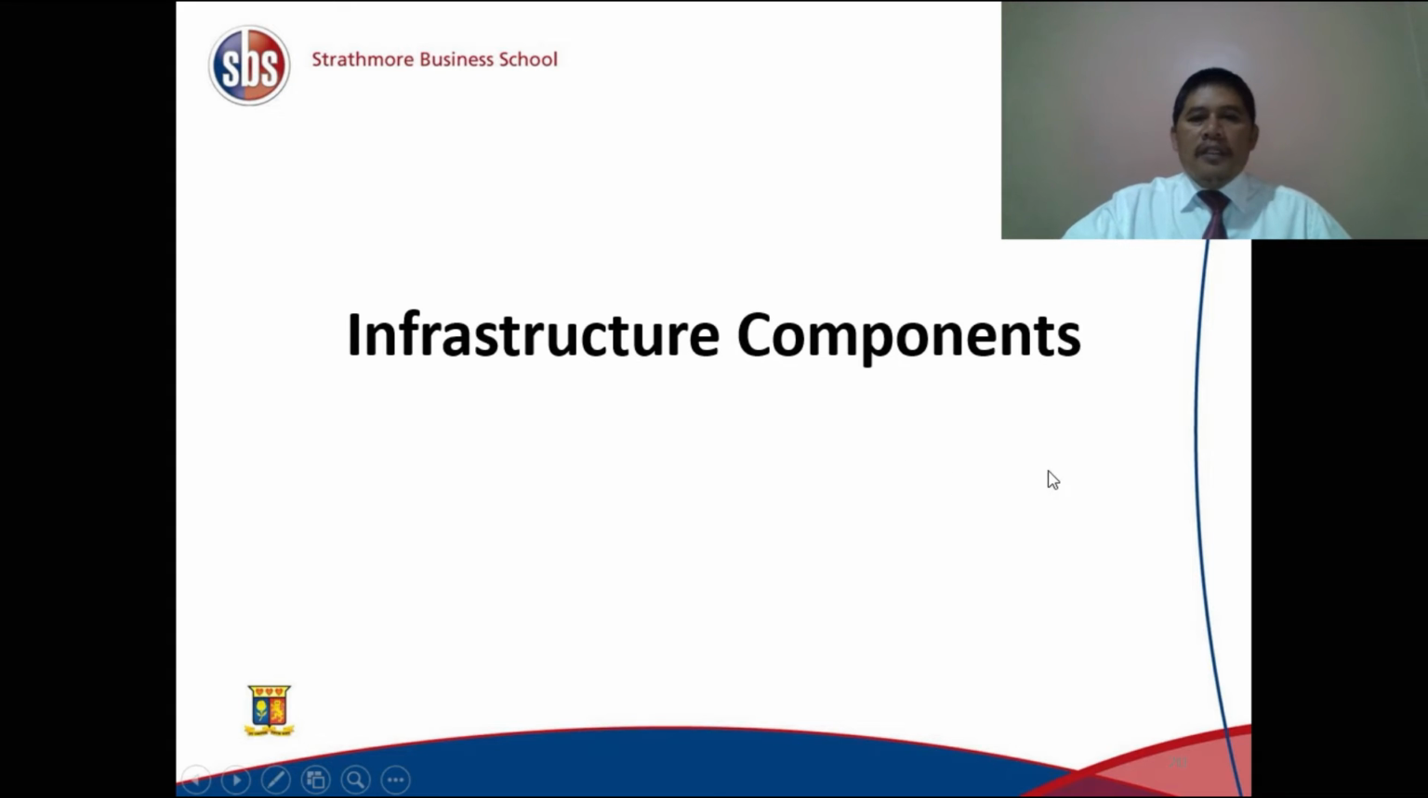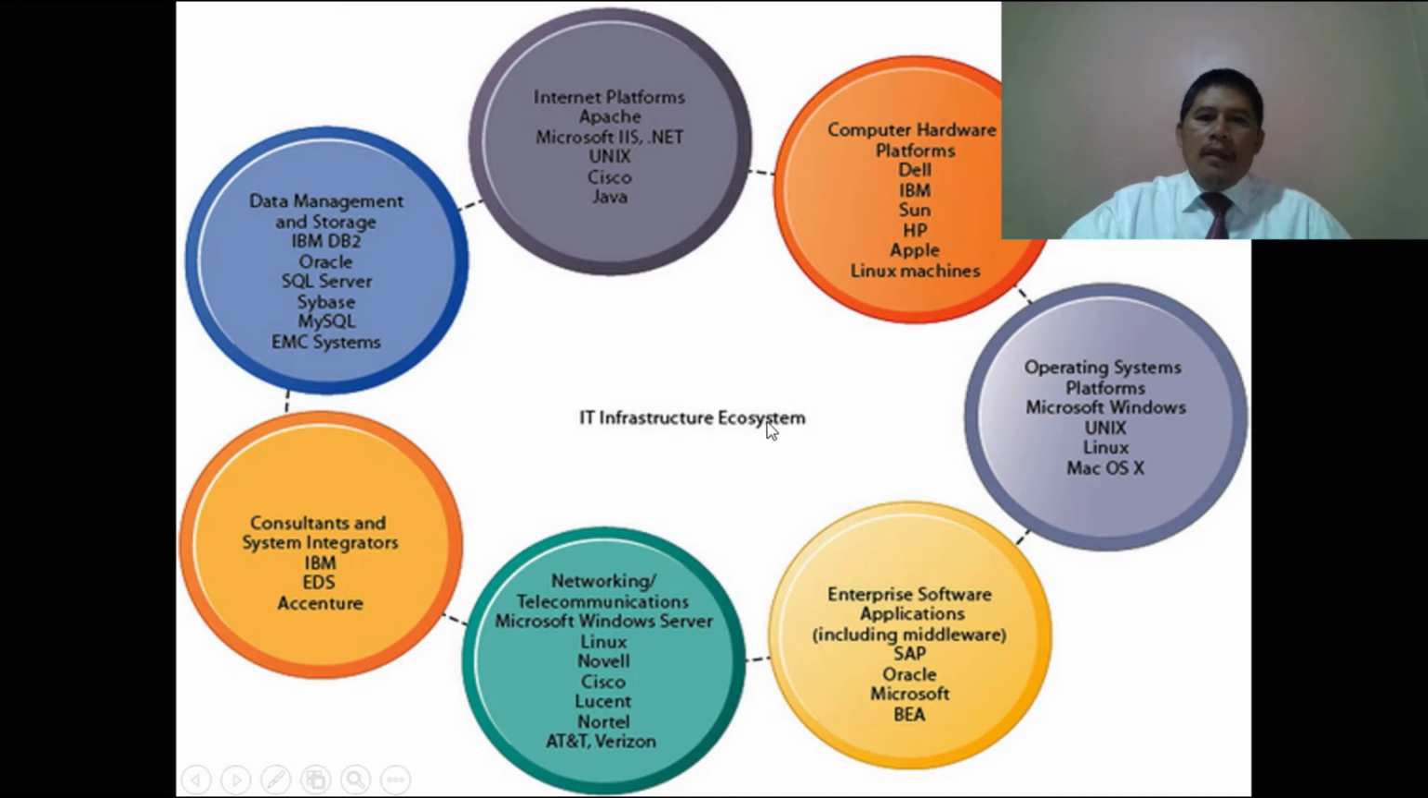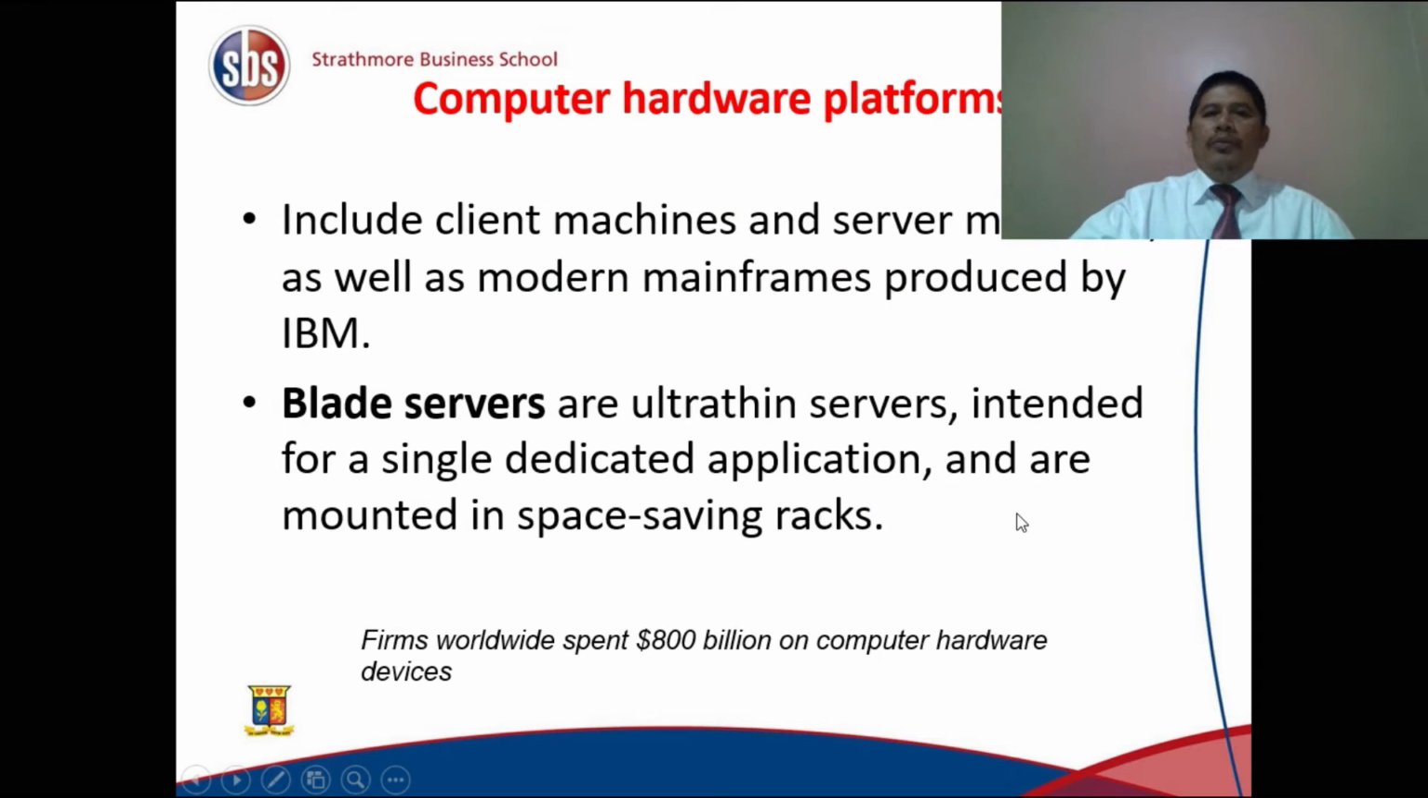So what are the different infrastructure components? So we talk about computer hardware, operating systems, enterprise applications, networking. We have consultations and data management and internet platforms. So let's talk about computer hardware first. So this includes client machines, server machines, as well as modern mainframes produced by IBM. So we also see now blade servers.